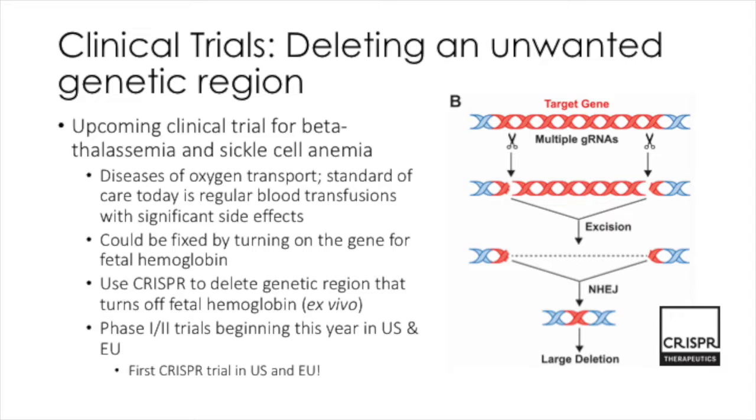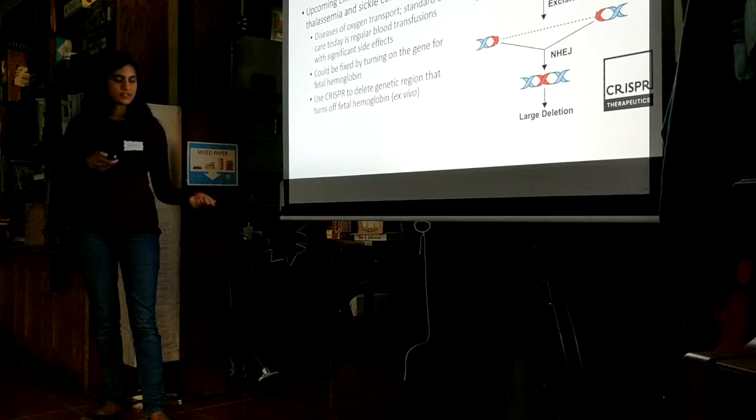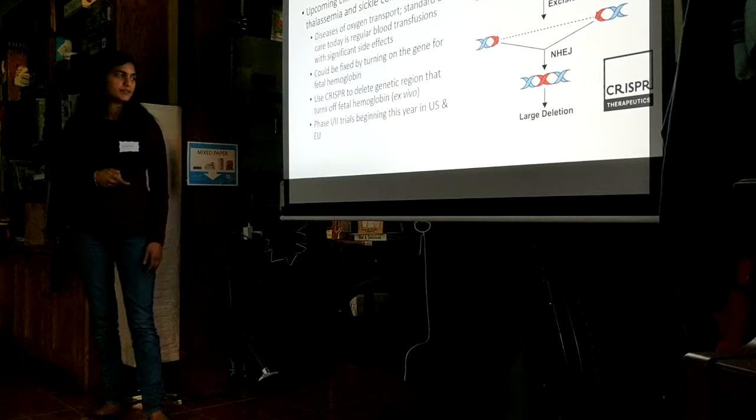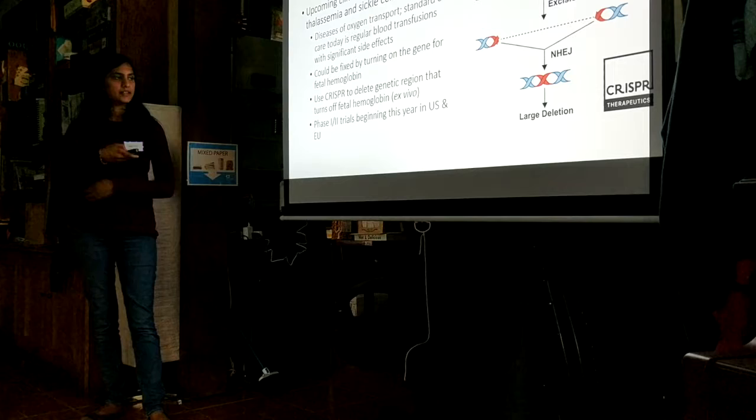And it could be fixed by turning on the gene for fetal hemoglobin, which is a type of hemoglobin that actually carries oxygen much more effectively than adult hemoglobin, but is generally turned off after infancy. So what this therapy does is use CRISPR to delete an entire genetic region using multiple guide RNAs, shown here. That region is responsible for turning off the fetal hemoglobin gene. So if you delete it, the fetal hemoglobin gene will turn back on and get expressed. Phase 1, 2 clinical trials are beginning this year in the US and in Europe.